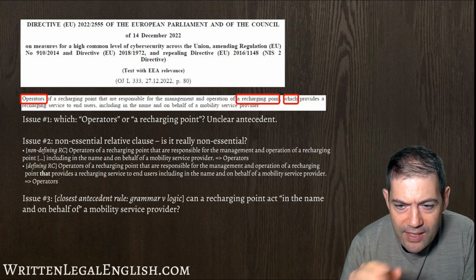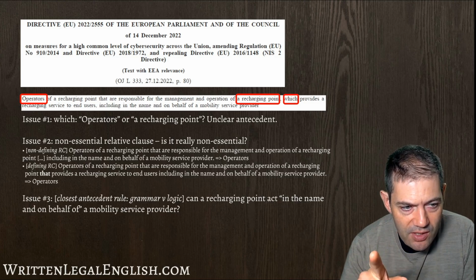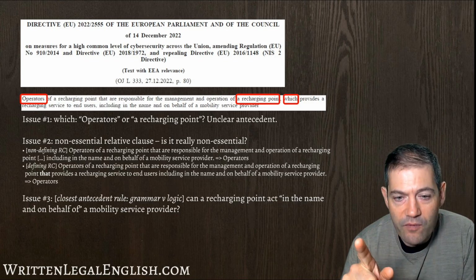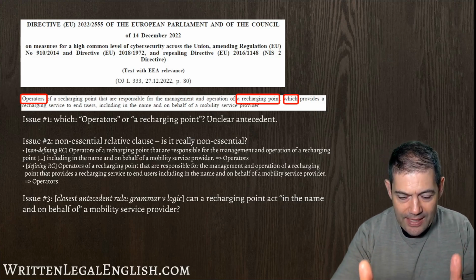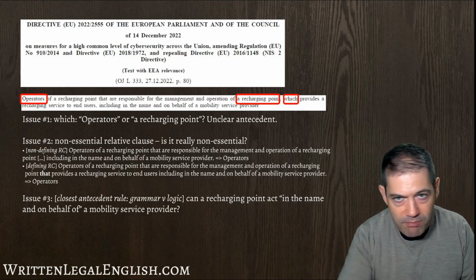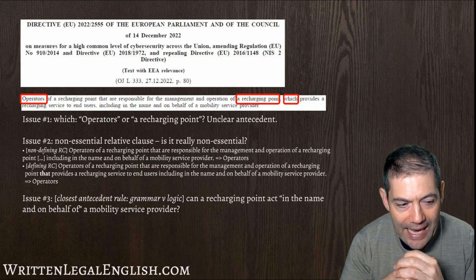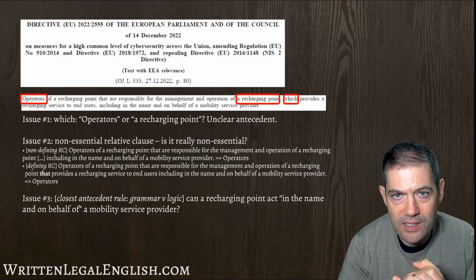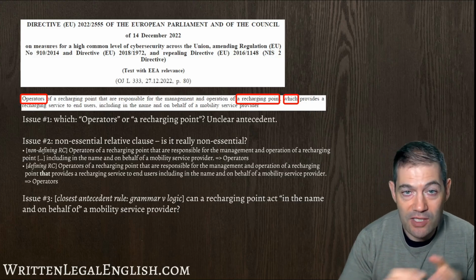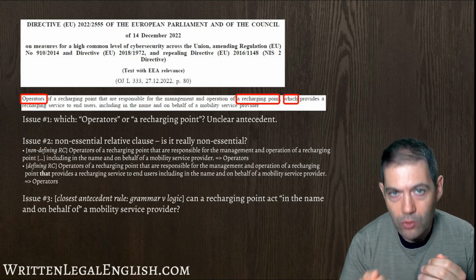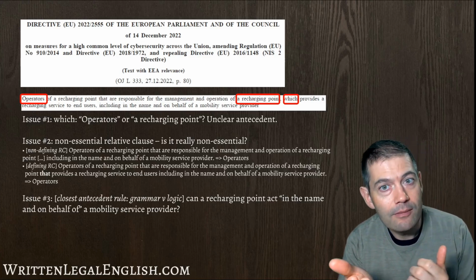For example, it would read in this way: recharging point which provides a recharging service to the end users, including in the name and on behalf of the mobility service provider. Can a recharging point, that static thing which allows you to charge a vehicle, can that in itself act in the name and on behalf of a mobility service provider? Probably not. Doesn't make that much logical sense. Whereas an operator definitely could. So here you've got a mismatch between that approach and logic, simply.